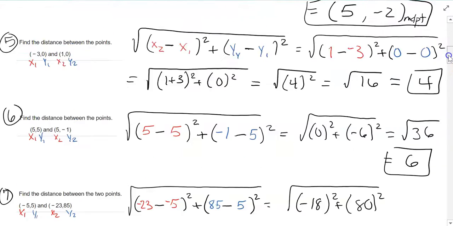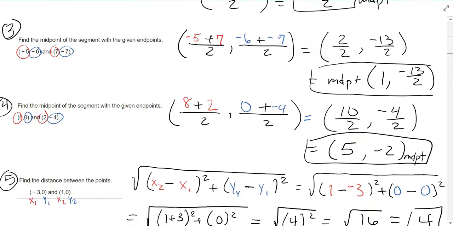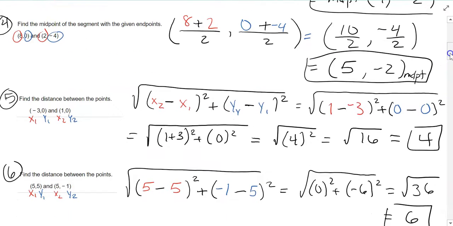Looking at number 3, this is just like number 1, as well as number 4, where we're looking at our x values, adding them, dividing by 2, taking our y values, adding them, dividing by 2, and that is our answer. As well as number 4, adding our x values, dividing by 2, adding our y values, dividing by 2, and that is our final answer.